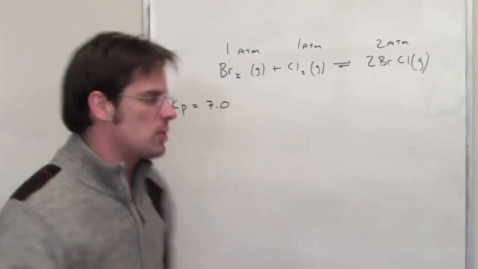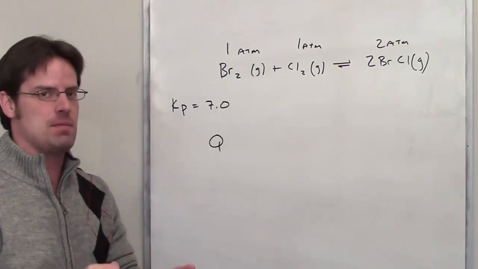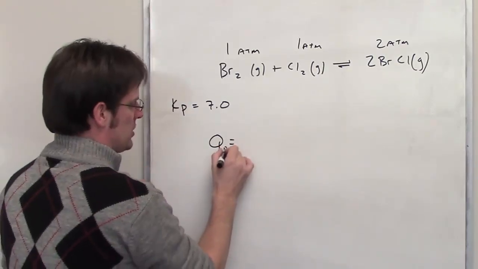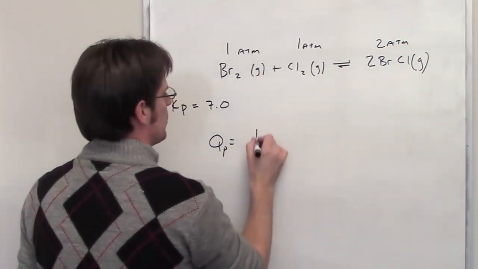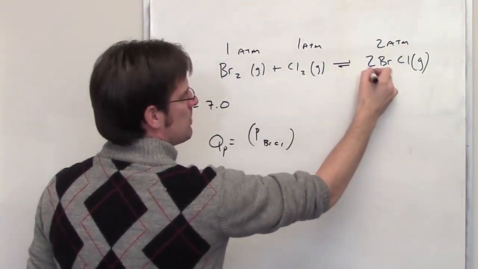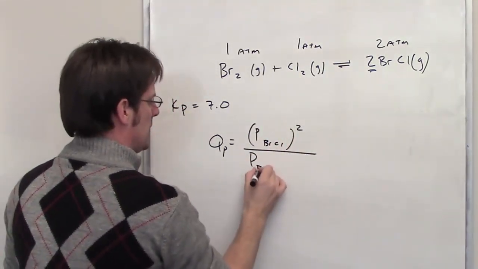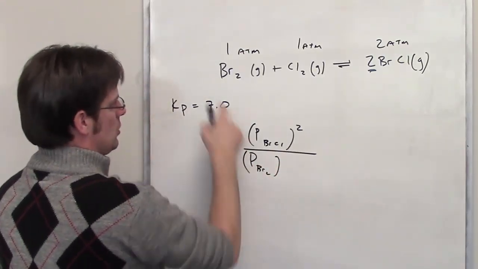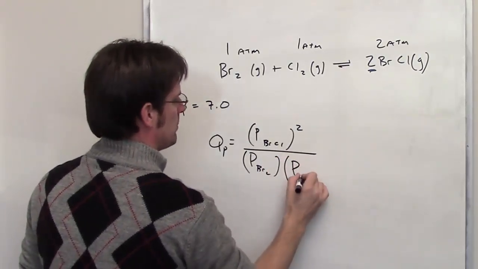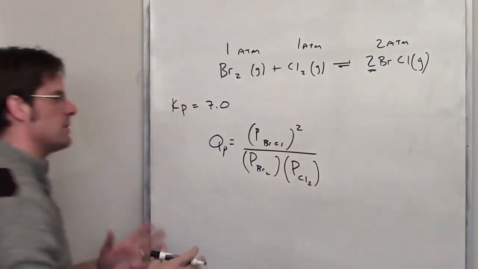First of all then, we have to determine what Q is. The expression for Q is exactly the same as that for K. So in this case, with respect to pressure, Qp is going to be equal to the pressure of the product, bromine chloride, squared, because it has a 2 coefficient that becomes an exponent, divided by the individual pressures of the reactants, Br2, with a coefficient of 1 that becomes an exponent, multiplied by the pressure of Cl2, whose coefficient is once again 1, which becomes an exponent.